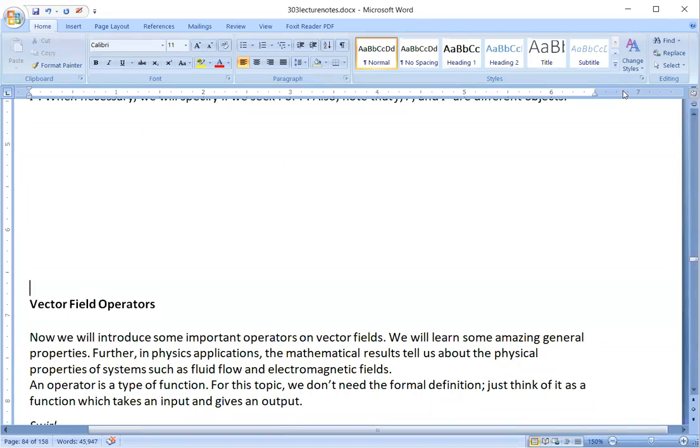So I should say, first of all, what is an operator? An operator is a type of function. For what we're going to do, we don't need a formal definition. Just think of an operator as a function which takes an input and gives an output. That'll be sufficient for our purposes. So let's learn some vector field operators.